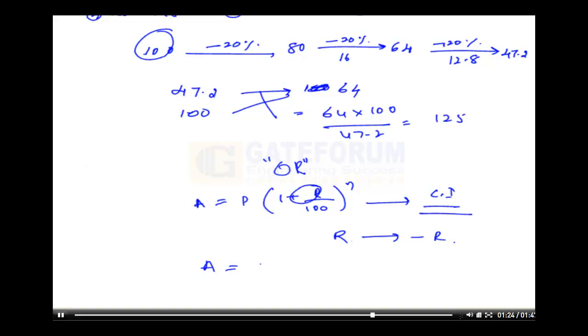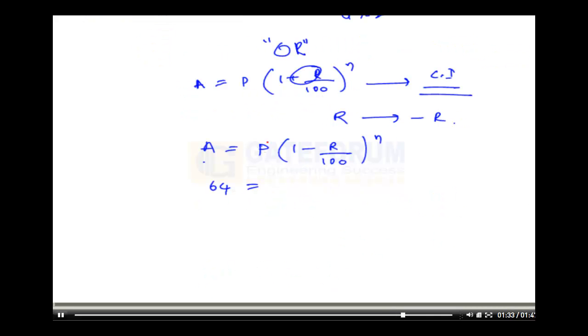Now the formula will be A is equal to P into 1 minus R by 100 whole power n, where A is the present value, which is given as 64 rupees, and P is the value 3 years before, that is P. 1 minus rate of interest is 20 by 100, and the number of years are 3. If we simplify, we'll get the value of P as 125, which is option A.